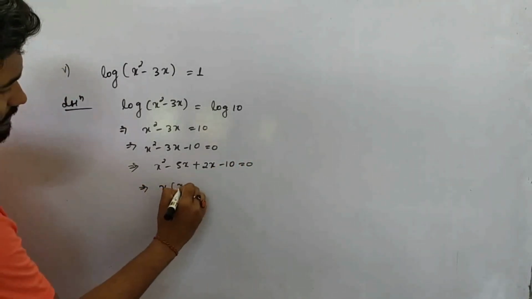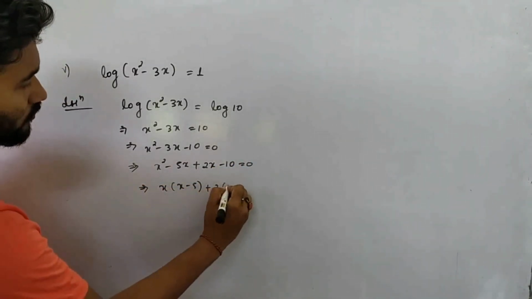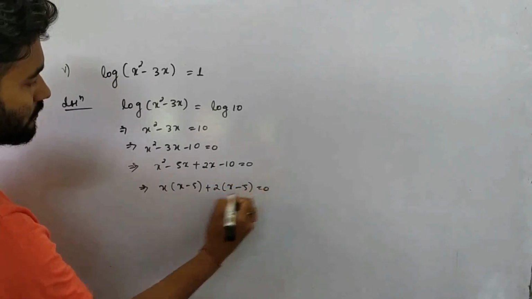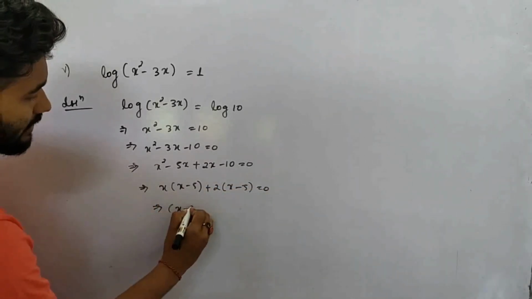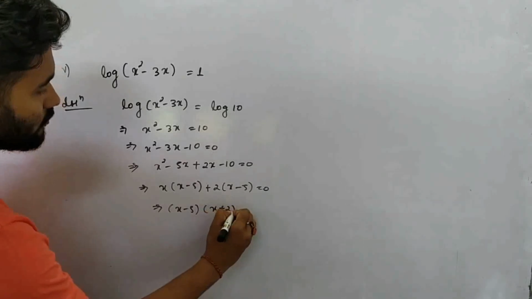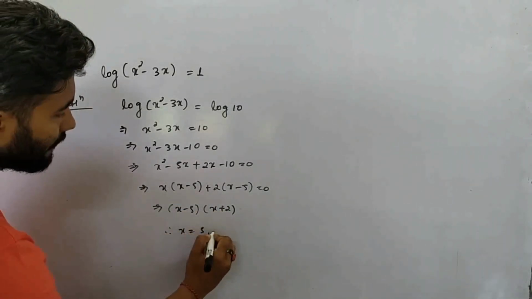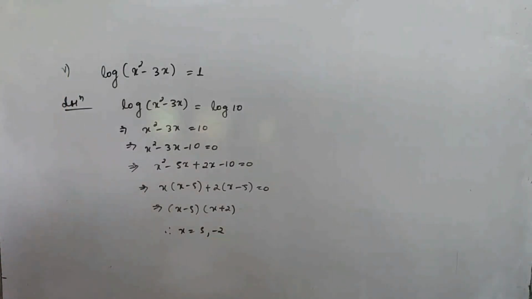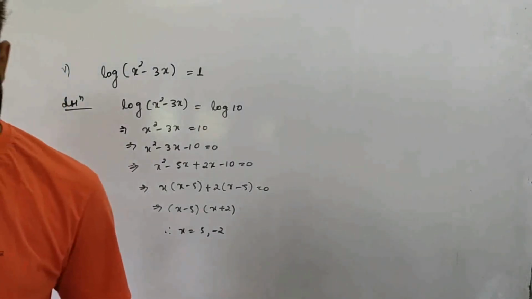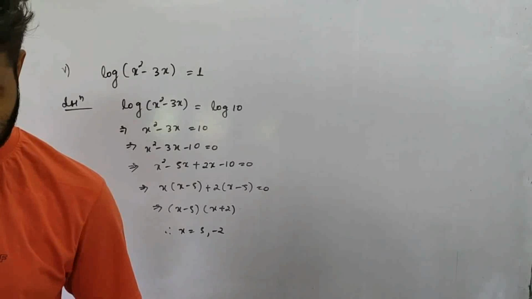This is x minus 5, this is 2. So x minus 5 equal to 0 and x plus 2 equal to 0, therefore x will be equal to 5 comma minus 2. So this is the answer. These are not that tough, easy questions. Question 5, you try by yourself.